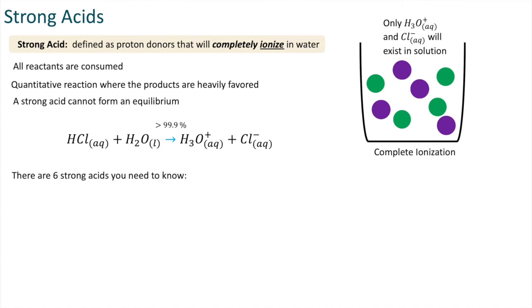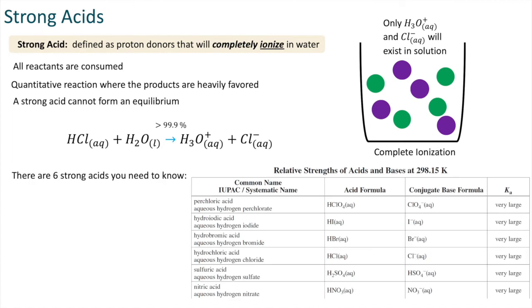The 6 strong acids that you need to know are listed at the top of that table, and there's 6, and they're all listed right here. You can tell they're strong acids because they have a very large Ka value, something that we'll talk about in the future.